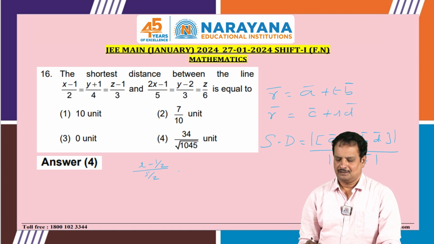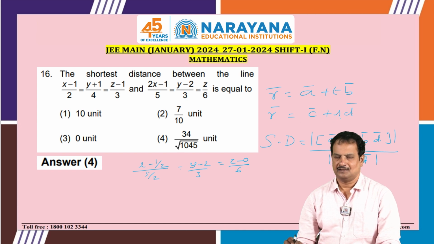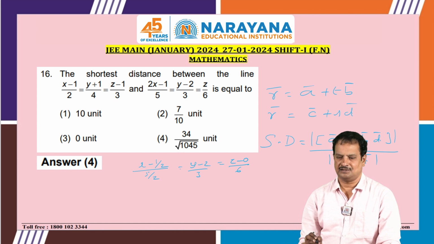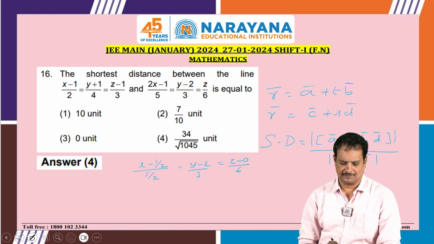So very clearly, this is nothing but a line passing through, and what about this one? This is z minus 0 by 6, which means it is passing through 1 by 2 comma 2 comma 0 and having the direction ratios 5 by 2, 3 and 6 here. So very clearly, you can say that this is in the form of r bar equal to c bar plus s into d bar. Directly, you can use this formula to find the shortest distance between the skew lines. This is a standard question, a regular model, and that is the process of solving the problem. Okay, now let's go for the next question.